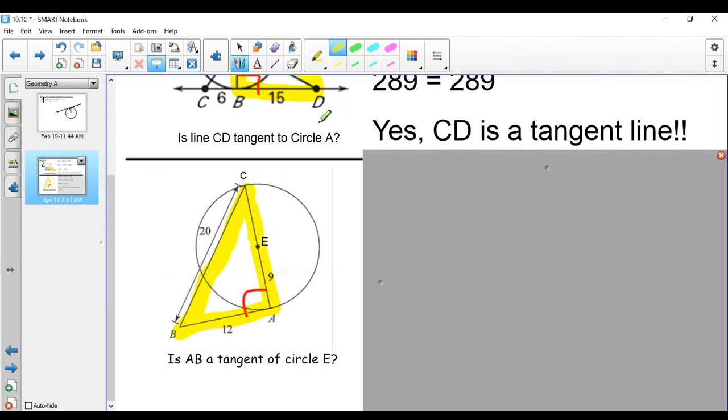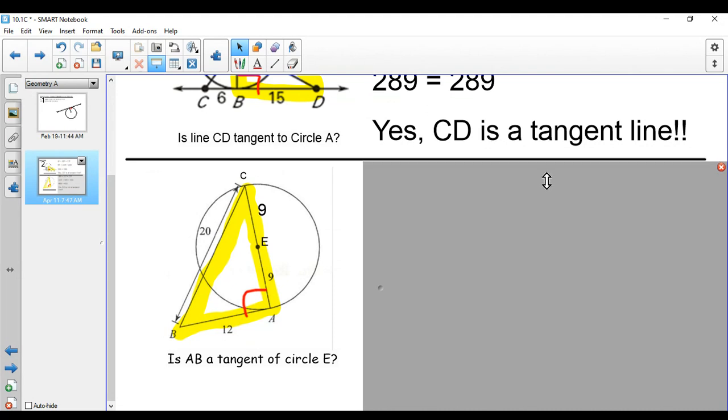In order to do that, we do have to notice one thing. So we know the length from E to A is 9, but we don't know what CA is. But we know EA is the radius, and the radius has to be the same across the board. So EC also is going to have a length of 9. Okay, so now that we know that, that means CA is 9 plus 9, which is 18. And then BA is 12, and BC is 20.